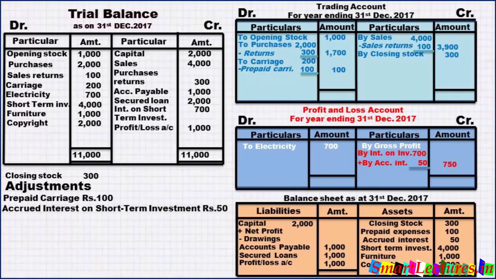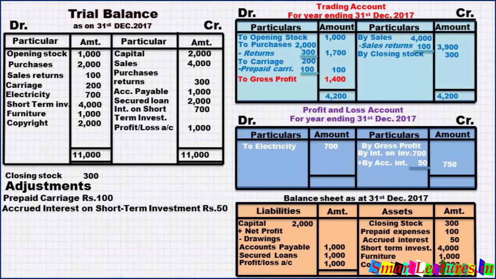So in this way the trading account credit side is 4200, and on the trading account the gross profit will be 1400. And 1400 on the profit and loss account credit side, by gross profit 1400, and then net profit 1450, and this net profit will go to the balance sheet in the inner column in the capital. So capital 2000 plus net profit 1450 minus drawings 0, and in the outer column 3450, and the total on both sides will be 6450.